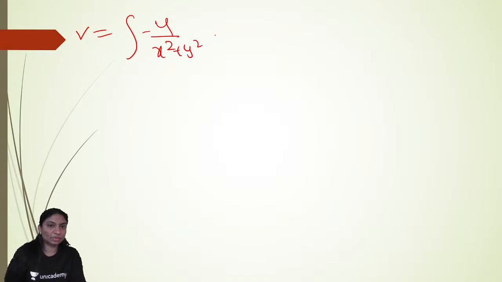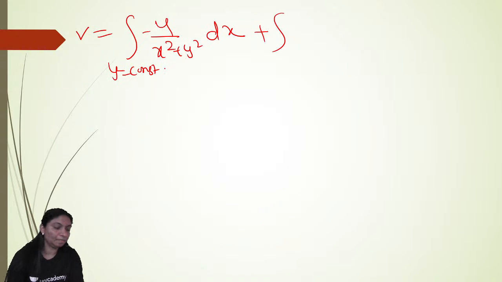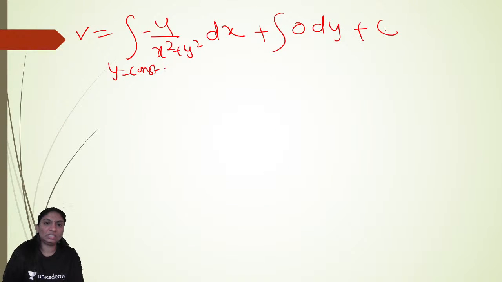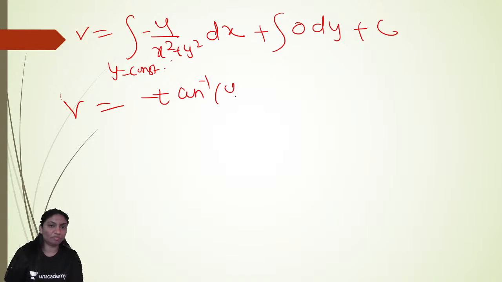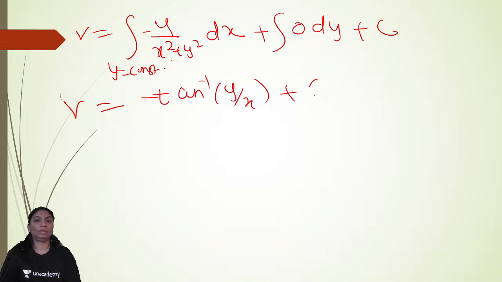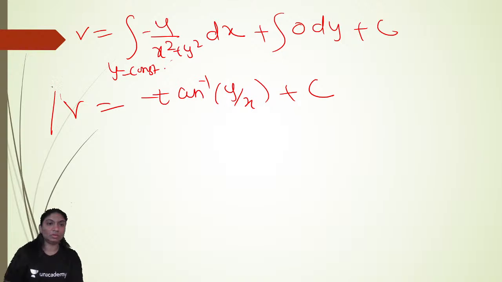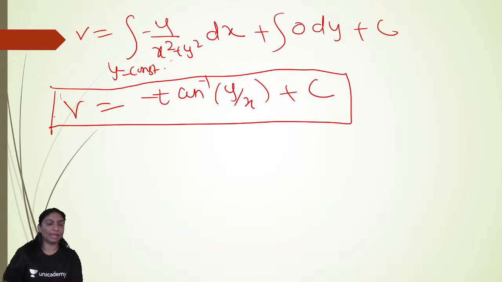So we'll get minus y upon x square plus y square dx, which is equal to, keeping y constant, plus terms of f2 which are free from x and y. So the 0 term here is free from x and y, plus c. So here v is equal to minus into tan inverse of y by x plus c. So you will get v is equal to minus tan inverse of y by x.